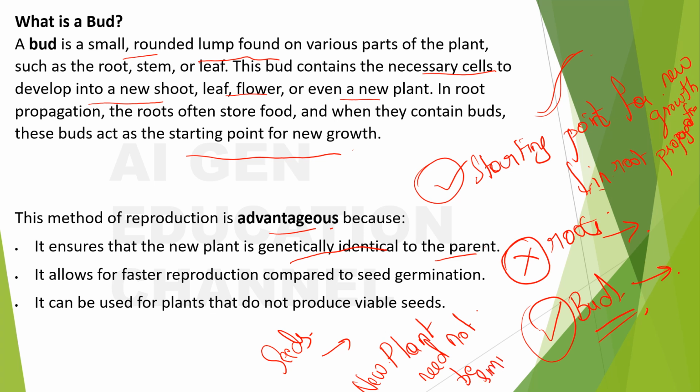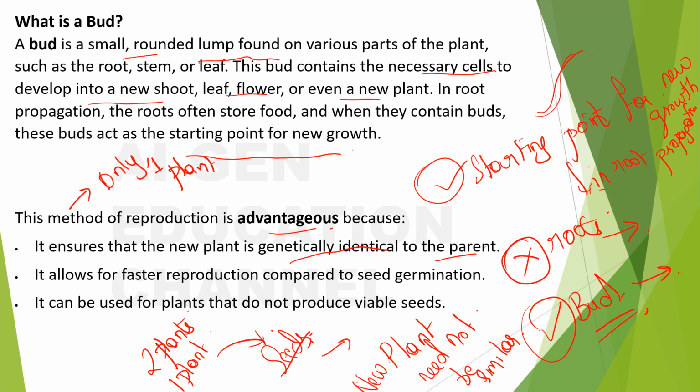Okay, new plant need not be similar in the seeds propagation. But here, as we are using only one plant to grow another plant, right, in the seeds, for the formation of the seeds, there may be two plants involved, or in some cases one plant also. Okay, but for this root you are for sure using only one plant. So the resultant plant, the new plant, will be genetically identical to the parent. Okay, you should always understand the minute differences that will make you better in your exams.